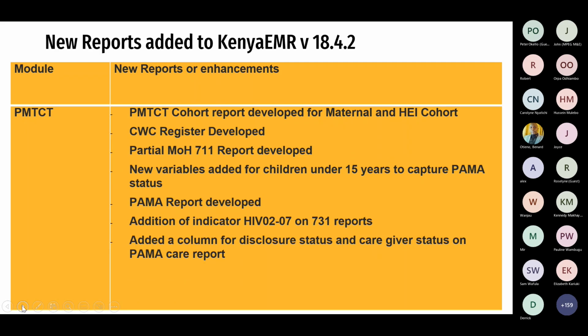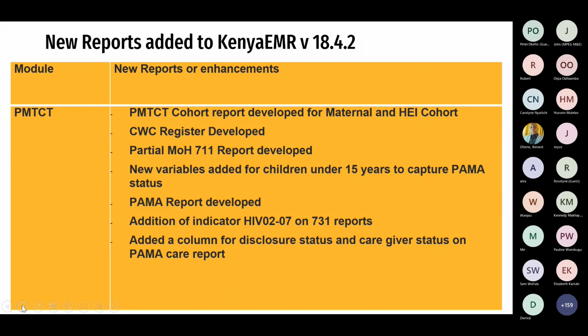Under PMTCT, there's the PMTCT cohort report developed for maternal and HEI cohort. There's a CWC register developed. We'll be looking at this when we'll be doing the practicals. The partial MOH 711 report developed. New variables added for children under 15 years to capture PAMA status.